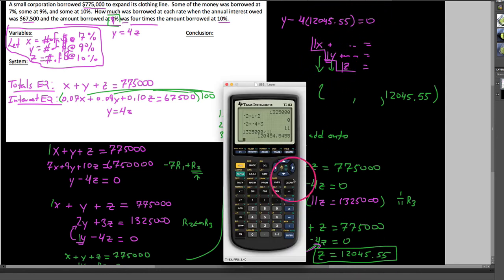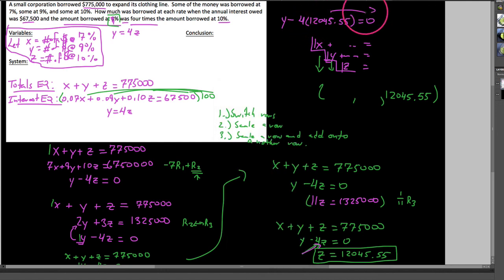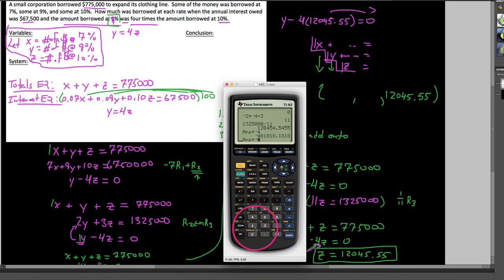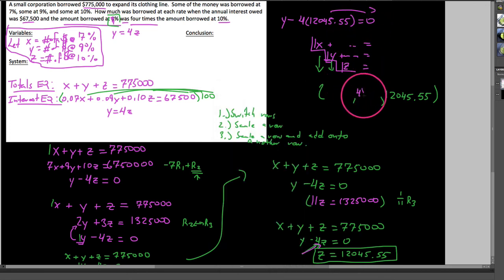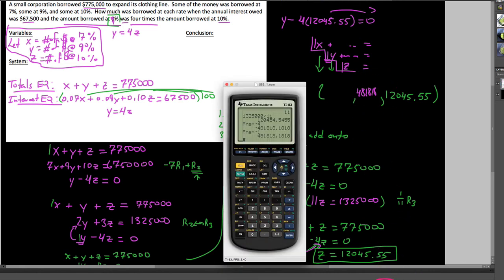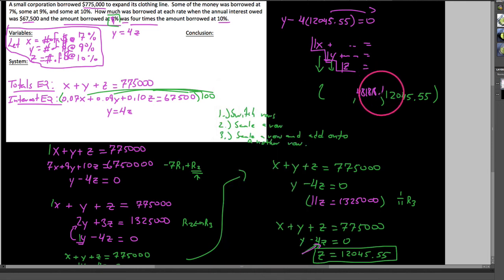So I would get, okay, this number times a negative 4. That would be this, and if I were to add that back over to the right side here, basically we would get positive 4 times 120,454.55. So, times a negative 1 here, we'll make it positive. Basically 481,818.18. So our y value is 481,818.18. Okay, dollars here, 0.18.